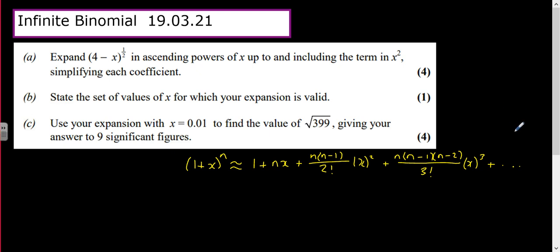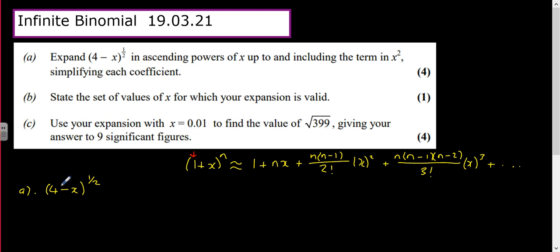It's an infinite binomial expansion simply because the powers that we tend to use this formula for are either fractions or negative numbers or both, that we can't use nCr to work out. So if we've got this expression, (4 - x) to the power of a half, the first thing we need to do is make sure it's in the correct form. This formula only works when the term in the a position is a 1. So this first term has to be a 1.